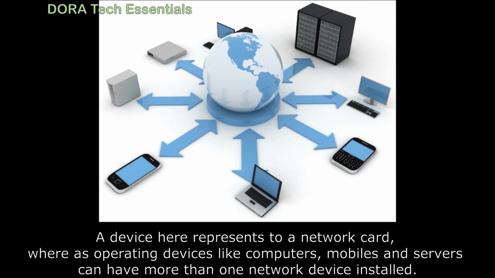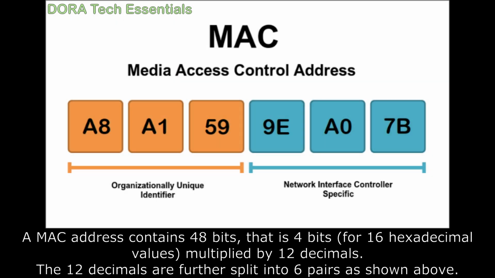A device here refers to a network hardware, as operating devices like computers, mobiles, and servers can have more than one network device installed. A MAC address contains 48 bits, that is 4 bits, for 16 hexadecimal values, multiplied by 12 digits. The 12 digits are further split into 6 pairs as shown above.